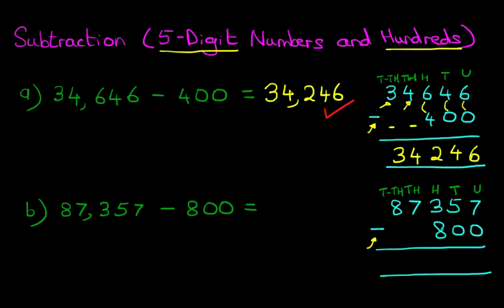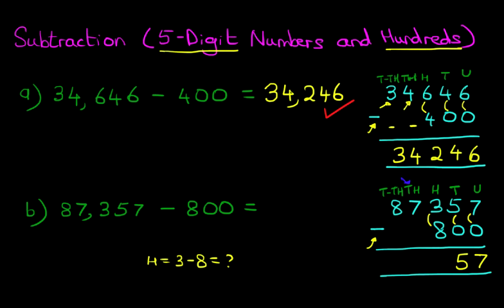Now again, because we've got 2 zeros here, those two digits will not change. The units remain 7 and the tens remains 5. Now let's move on to the hundreds. For the hundreds we have 3 minus 8. Now 3 minus 8 we cannot do because 3 is smaller than 8. Now I'm sure you know what I'm going to do next.